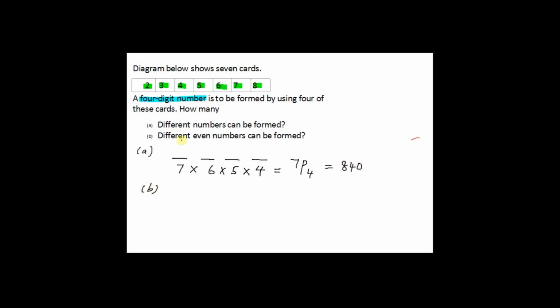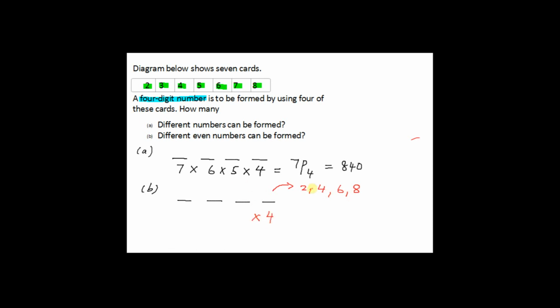For part B now, we have to find how many different even numbers can be formed. So you have 4 digits now. If you want to form an even number, the last digit should be either 2, 4, 6, or 8. Therefore, you have 4 choices here.